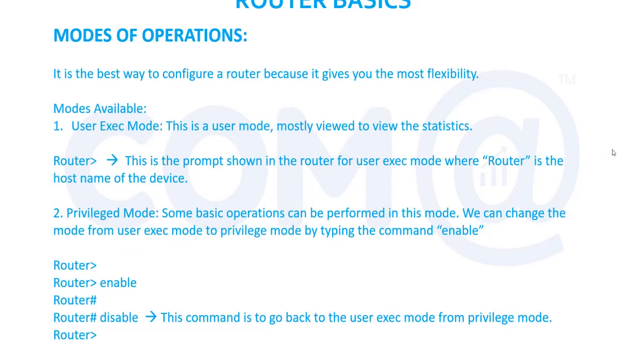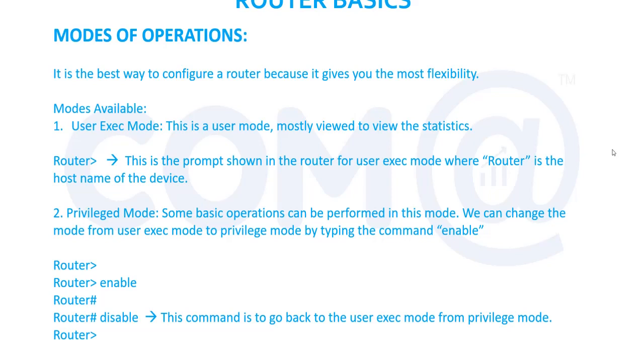Modes of operation. There are four modes available in the system. One is the user execute mode. Once you log into the router, you will get the router as a command prompt, because the host name will take the default names like this. Router will take router, switch will take switch. We cannot stop it, but we can change the name. It is not a permanent name, and we'll have a separate session to make the modifications. Okay, so the first one is the user execute mode.